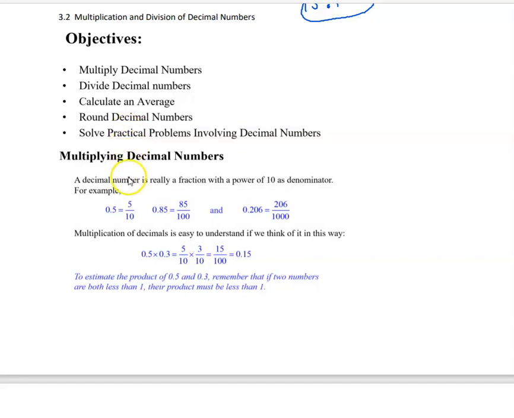So a decimal number is really a fraction with a power of 10 as a denominator. For example, 0.5 is really 5/10. And you can see it has one decimal place, and our 10 has one 0. 0.85 is really 85 over 100. Got two decimal places, so two zeros. And 0.206, that's why we would read it 206 thousandths when we talked about how to read the decimal number, because it has three decimal places and three zeros in our denominator.